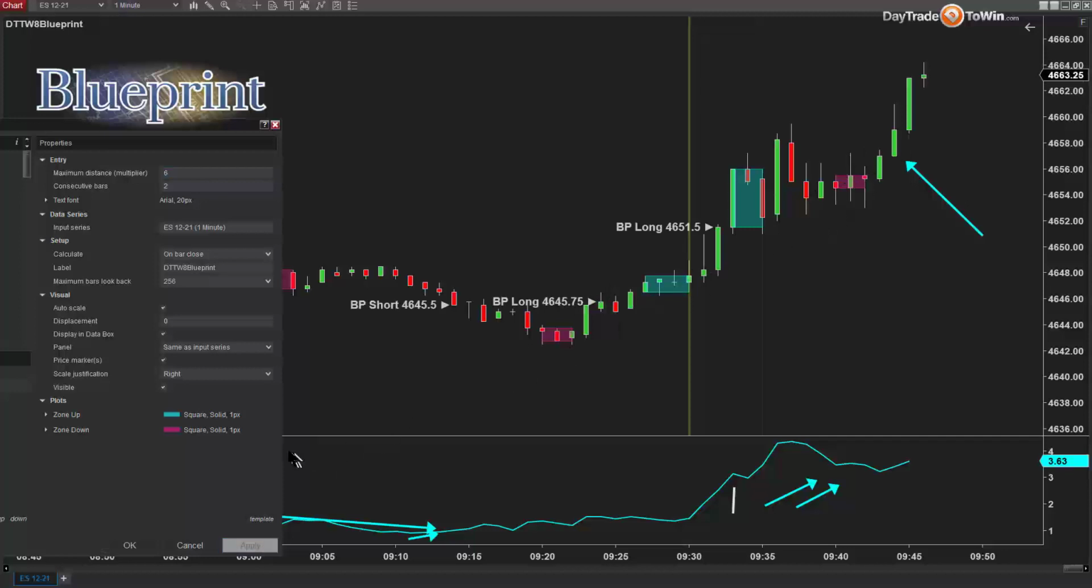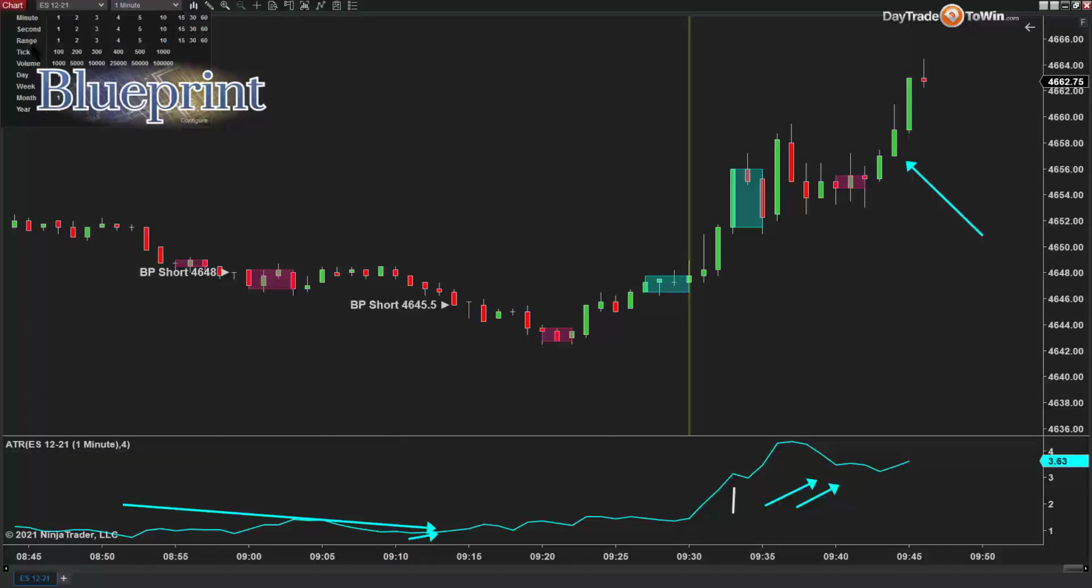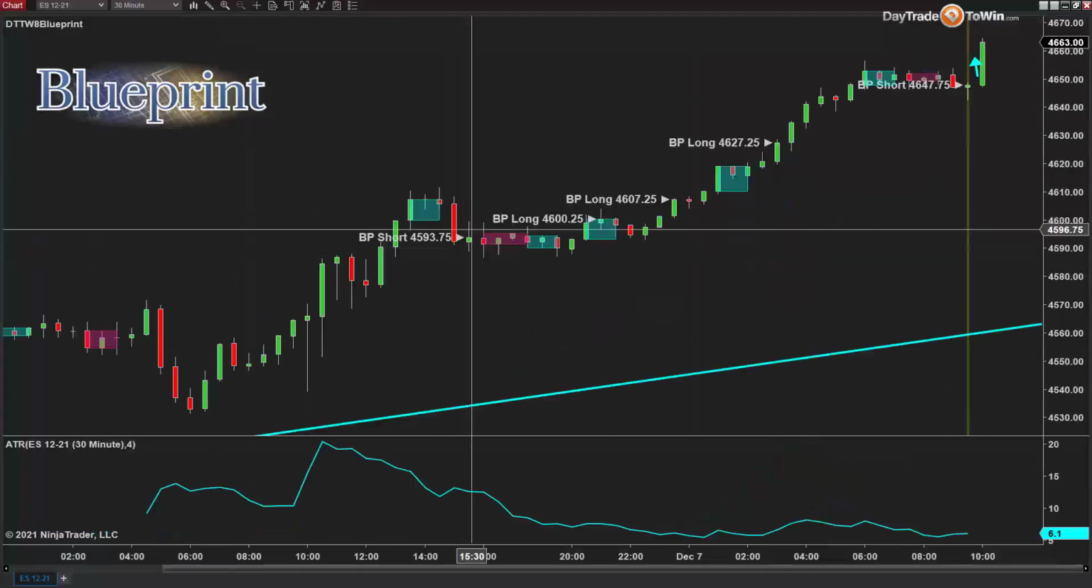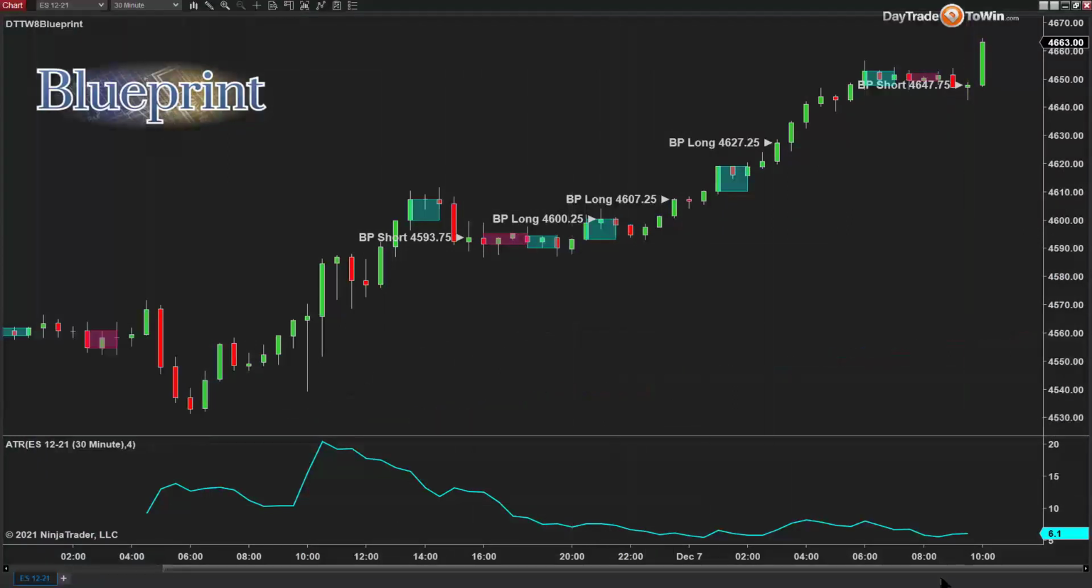It's too far away. So that would be the blueprint as you see it here, and the blueprint is versatile. It's not just minute or Renko charts or second charts, for example, 30-second charts. You can actually use it as a swing trader. So as an example, if I put this on a 30-minute chart, a 30-minute chart would look like this.